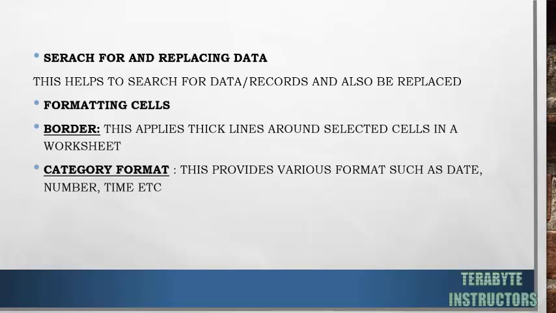The category format provides various formats such as date, number, time, and also for phone numbers there is a particular type that needs to be used so that your text appears the way you want it to be. Because if you type your phone number, you find that the first zero will not be there.